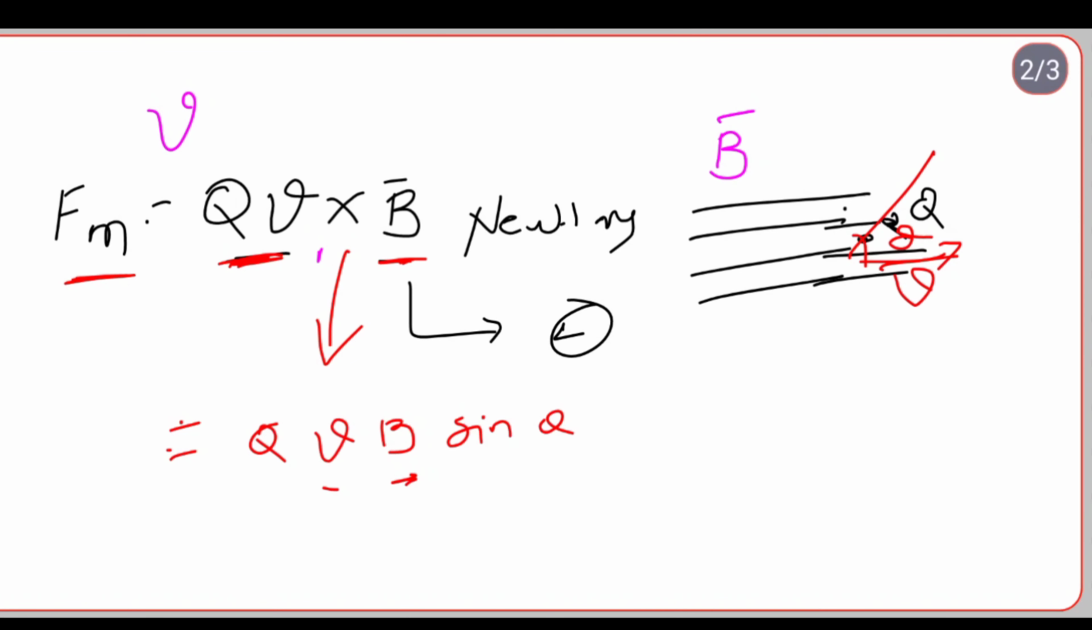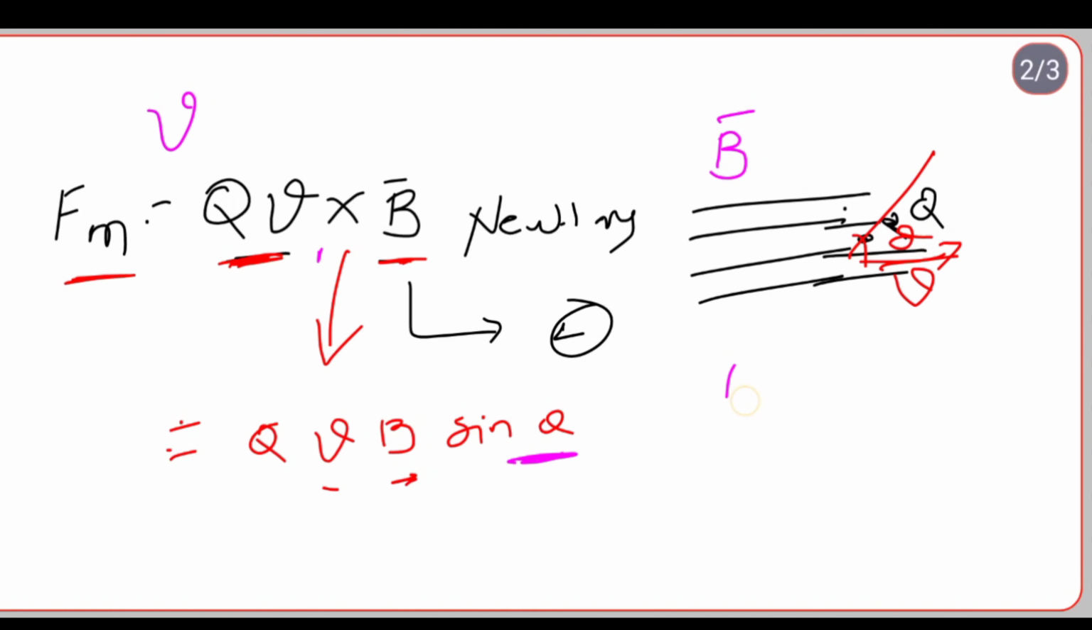Fm cannot perform work on a moving charge, as it is at a right angle to the direction of the charge's motion. F dot dl equals 0. If the right angle is there, sin 90 will be maximum. On the other hand, we can say that the magnetic force Fm depends on the velocity of the moving charge.